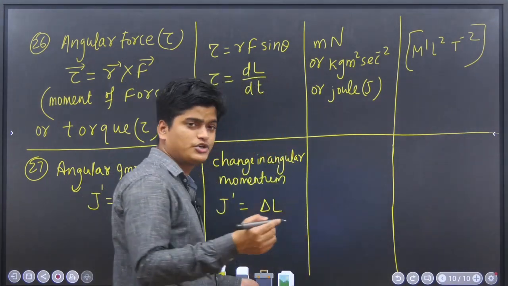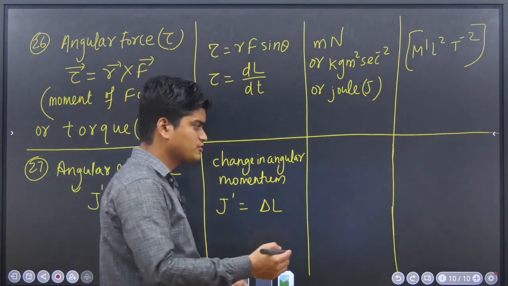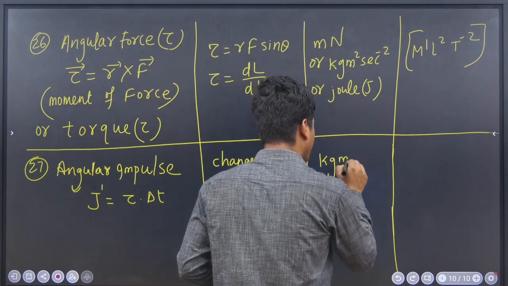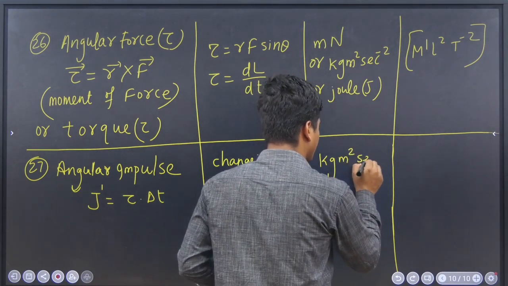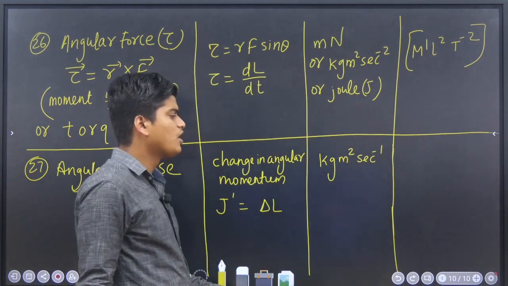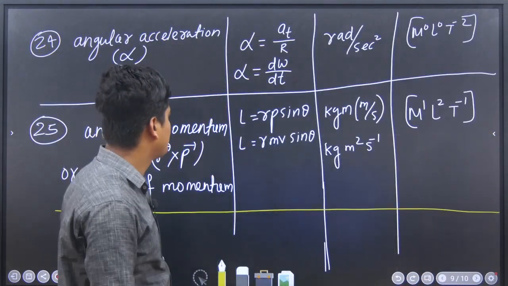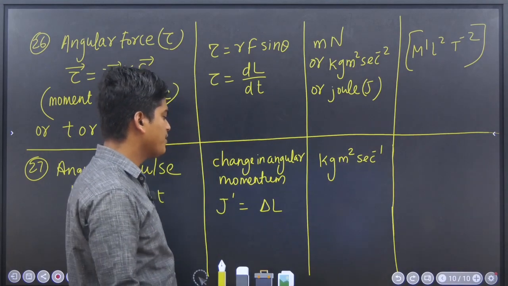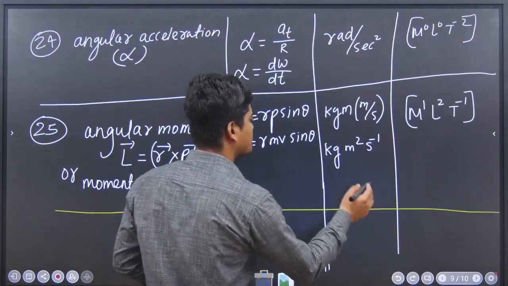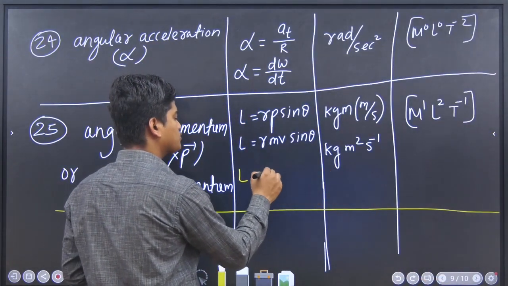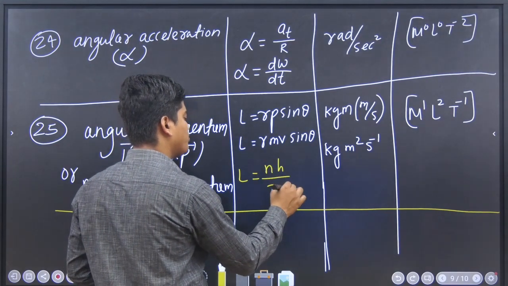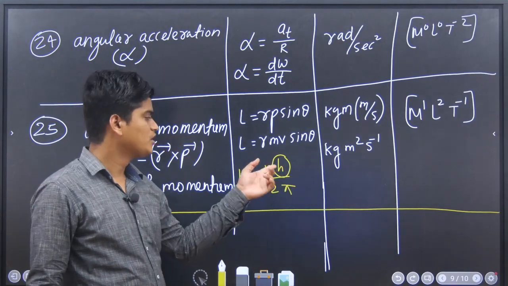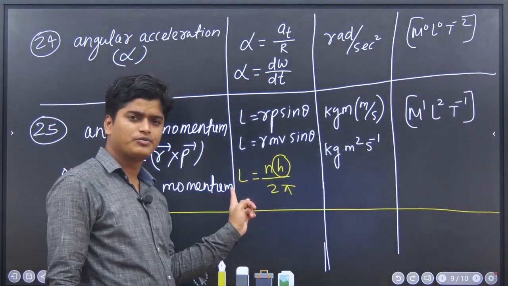Angular momentum unit I already know, that is the unit of mvr. So it is nothing but kg meter square second to the power minus 1. This is the angular momentum unit we have already written here. And remember, this angular momentum can also be written as nh by 2 pi, and here this h is called Planck's constant. So Planck's constant unit and angular momentum unit will be the same.